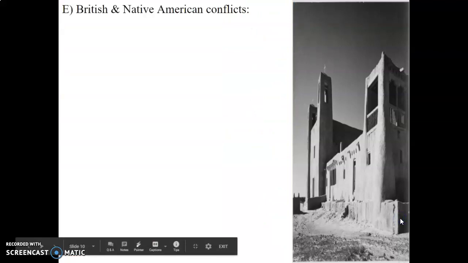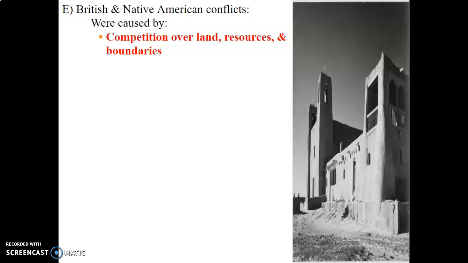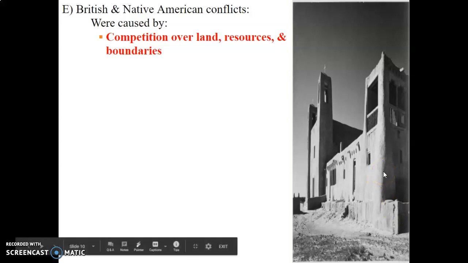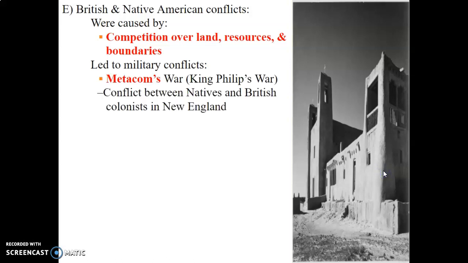And last slide, the British and the Native American conflicts. We're going to talk about this more in future lessons. It was caused over, of course, competition over land. We have all these outsiders coming in and taking your land that you were there for centuries. So obviously there was going to be conflict. It led to military conflict, like, for example, Metacom's War, also known as King Philip's War. There was a conflict between the natives and the British in New England.